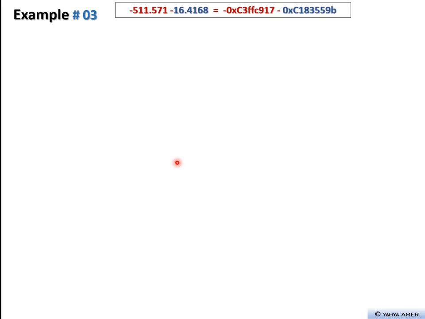Okay, we move forward with example 3, and in this example, we make this operation, which says minus 511.571 minus 16.4168. As we saw before in the second slide, is this going to be an addition operation or a subtraction operation? We saw that the compiler will make it an addition operation, by adding the negative value of this number, so it can be added with the negative value of the other number.